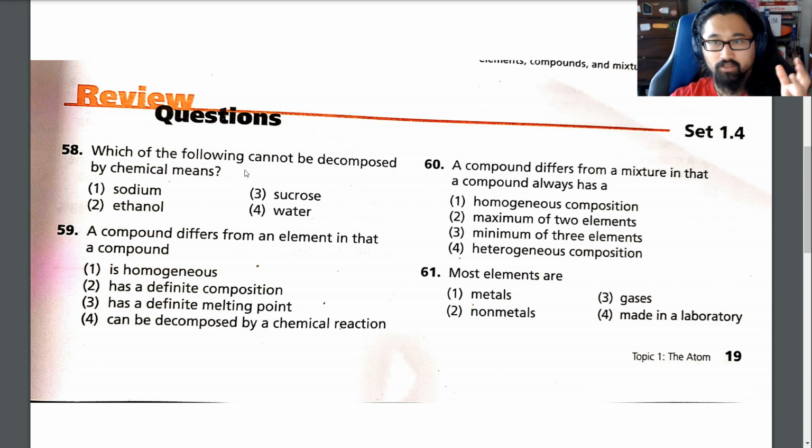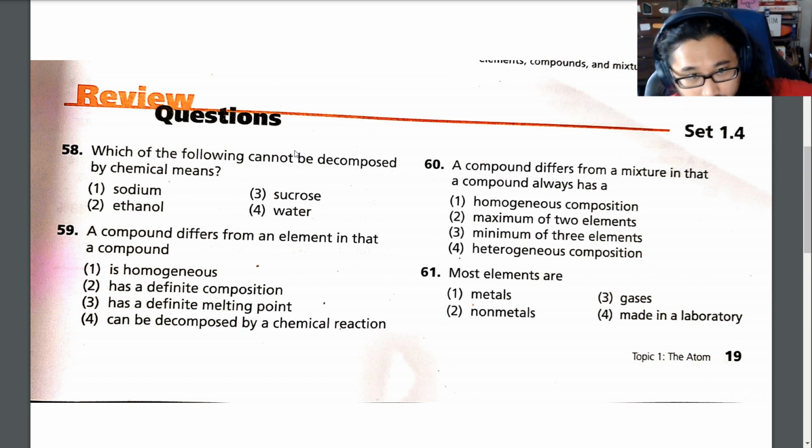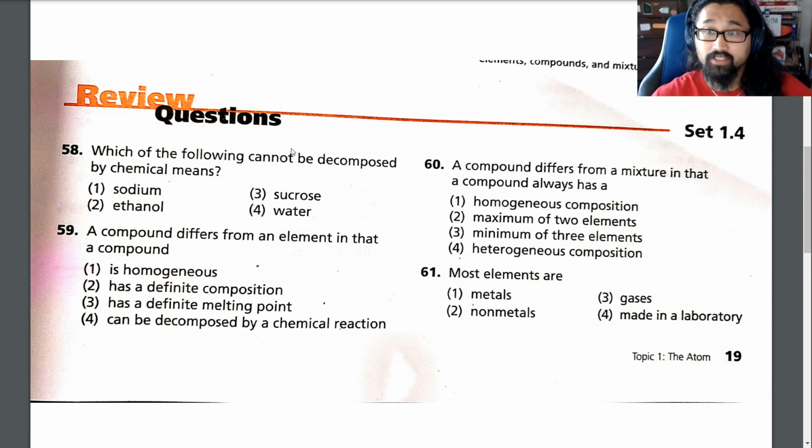So, let's break some of these down. Let me look at 58. Which of the following cannot be decomposed by chemical means? Decomposed is our science word for breaking things down, so which of the following cannot be broken down by chemical means? That's a definition. Something that cannot be broken down by chemical means is the very definition of an element. So which of the following is an element? Which of the following is found on the periodic table? That's choice 1. That's sodium.